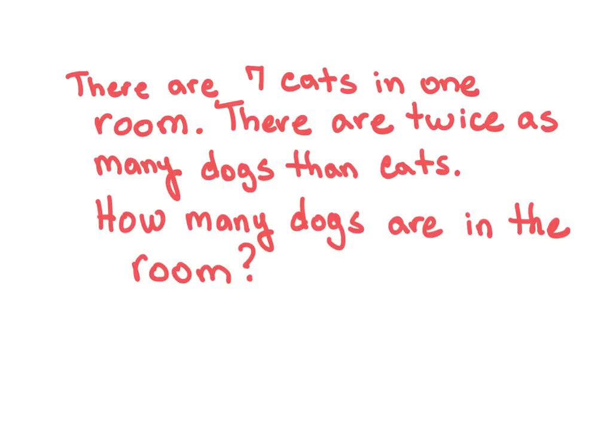And your last one. There are 7 cats in one room. There are twice as many dogs than cats. How many dogs are in the room? Remember that important word, twice. We spoke about that earlier in the presentation.